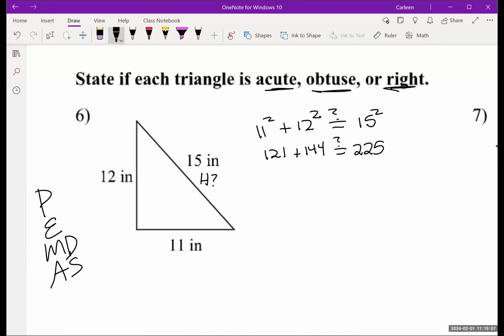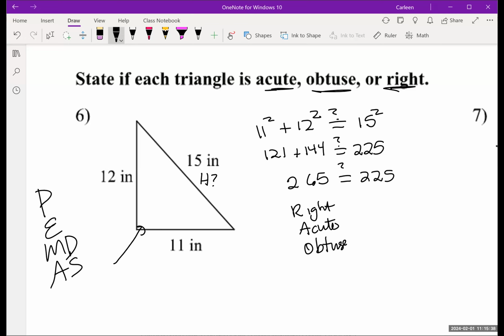Okay. So are we okay so far? Okay. So add them together. 25 plus 40, is it equal to 225? So is this right, acute, or obtuse? We can eliminate one of those. Since they are not equal, then this is not a right angle. Can we see that it's not a right angle? Because it's not equal. So is it acute or is it obtuse?